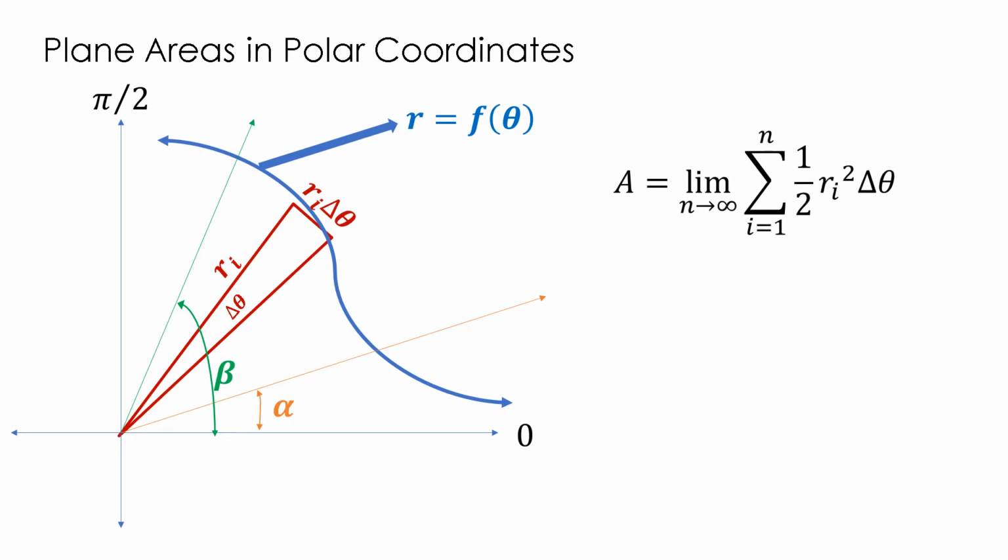We can solve the area by taking the limit as n approaches infinity of the summation from i equal to 1 to n of 1 half Ri squared delta theta. From the fundamental theorem, we can now say that the area is 1 half times the integral from alpha to beta of r squared d theta.